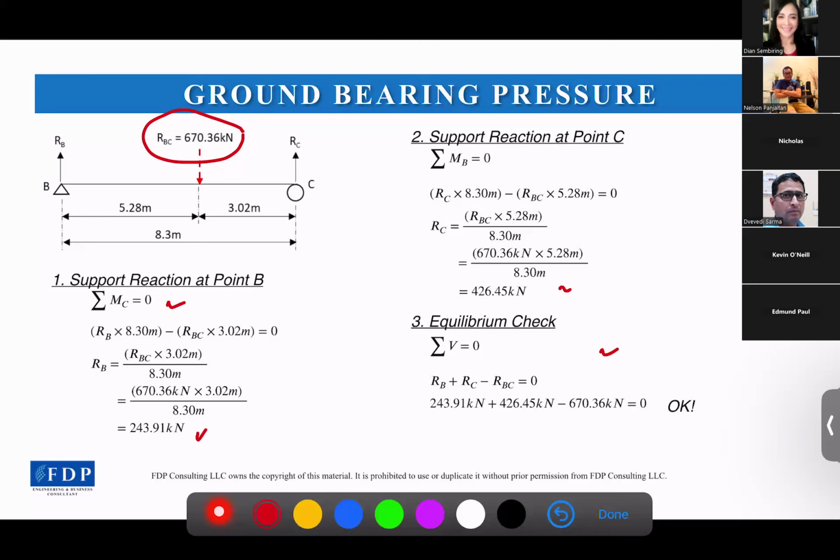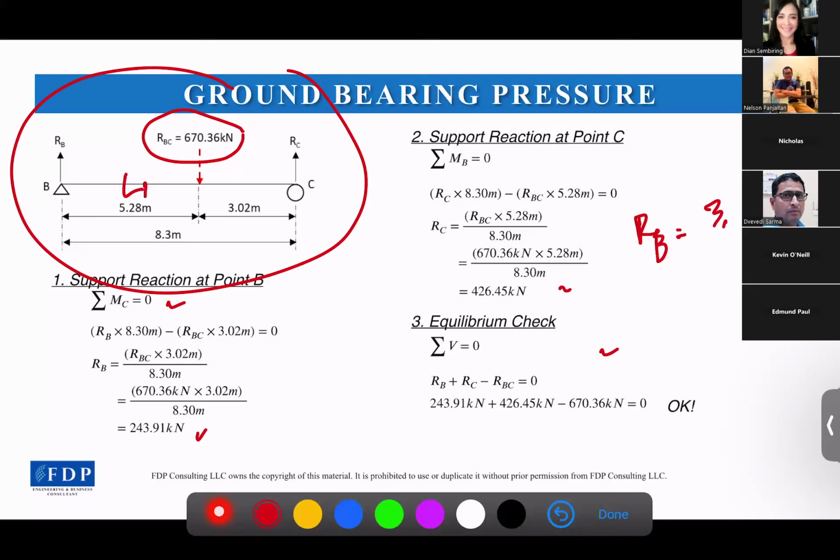Or to simplify the calculation, for example, for this we could calculate like this. To get the RB, we will use the 3.2. Let's say this is L1, L2, and the total length is L. Then RB is L2 divided by L times RBC, the total load. And for RC it is L1 divided by L times RBC. It will be the same result.